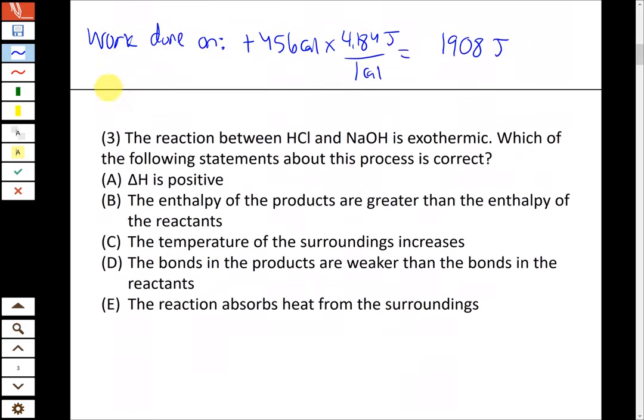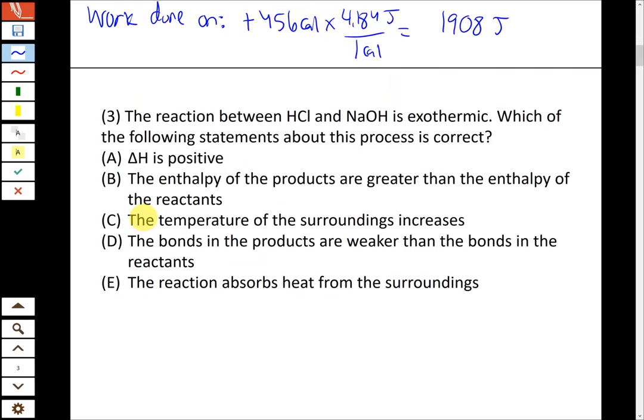All right, so the next one here is a conceptual question dealing with exothermic, which refers principally to delta H, another sort of related term for change in energy that's a little bit differently defined, as we know, but means similar things and used a lot in chemistry context. So here we have a reaction between hydrochloric acid and sodium hydroxide, which is exothermic. So which of the following statements about this process is correct?